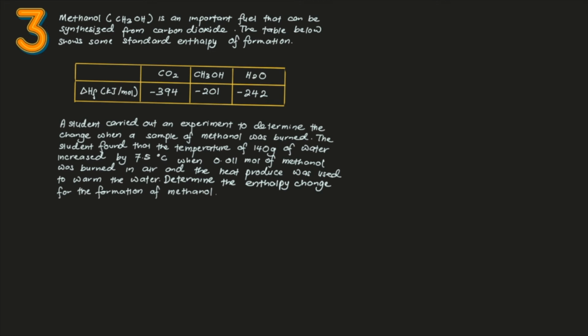In order for you to answer this question, the first thing that you need to do is be able to write a balanced equation for the formation of methanol. So the formation of methanol is from carbon dioxide plus hydrogen. You will produce the methanol and also water.